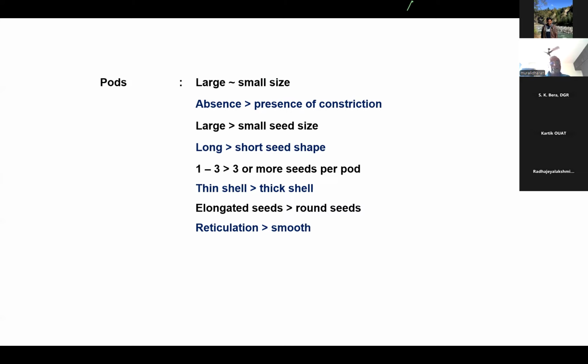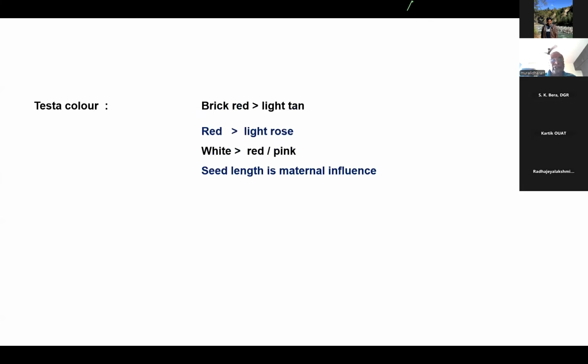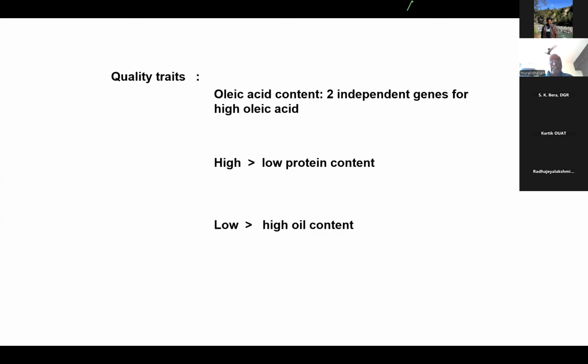Thin shell is dominant over thick shell. Elongated seeds over round seeds. Reticulation over smooth. Testa color: brick red is dominant over light tan. Red is dominant over light rose. White is dominant over red or pink. Seed length is under maternal influence. Quality characters: oleic acid content, 2 independent genes for high oleic acid. High protein content is dominant over low protein content. Low oil is dominant over high oil content.